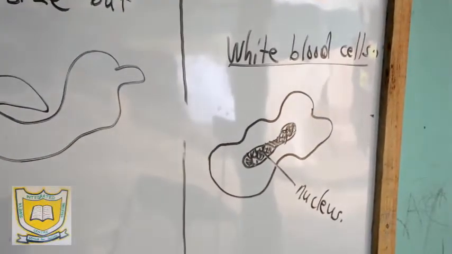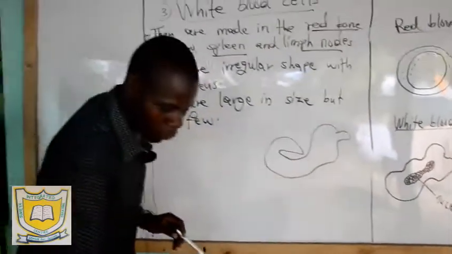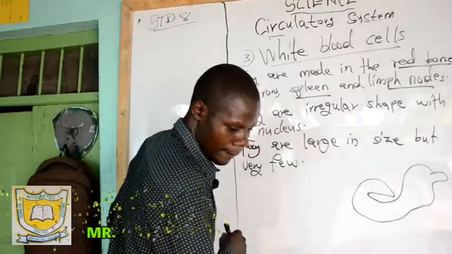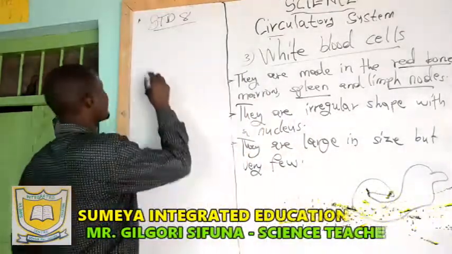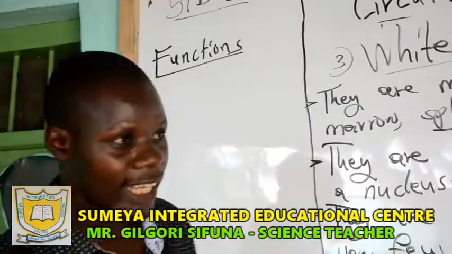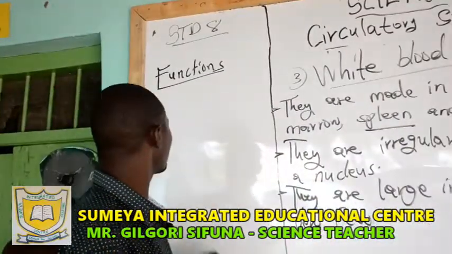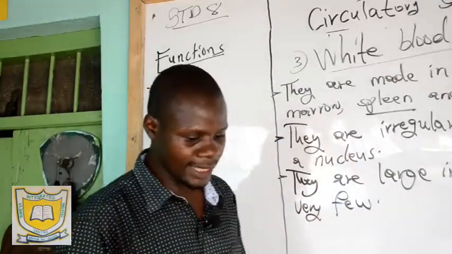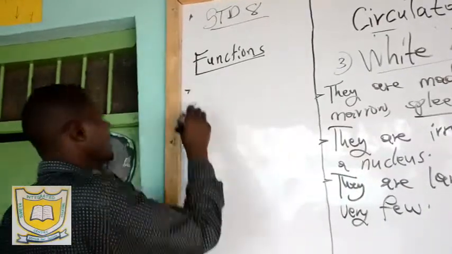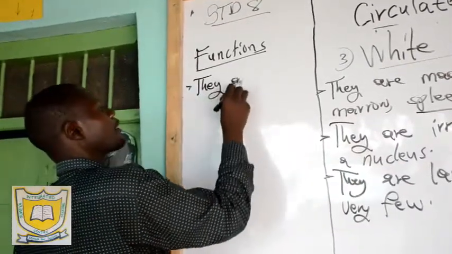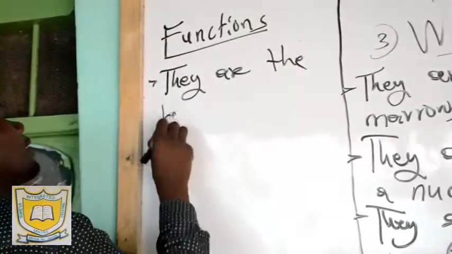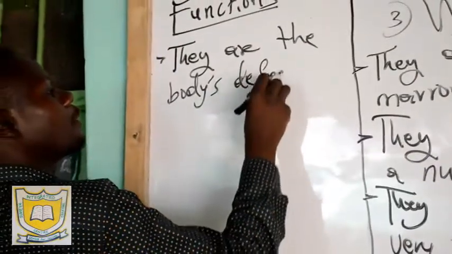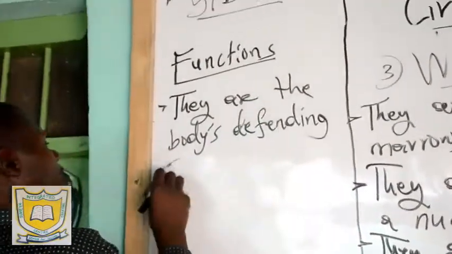So the function of white blood cell, you find that the function of a soldier is to defend in case of dangers. These ones are the soldiers of our body. White blood cells are the body's defending soldiers.